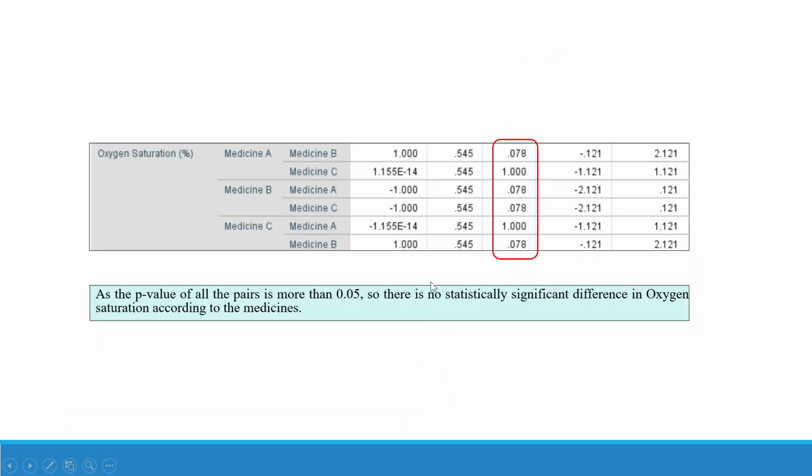Oxygen saturation, see the p-values. All of them are having p-values more than 0.05. So what will be our interpretation? As the p-value of all the pairs is more than 0.05, there is no statistically significant difference in oxygen saturation according to the medicines.